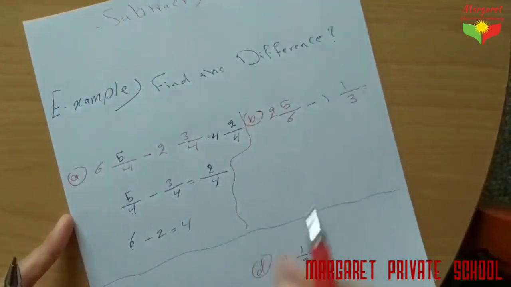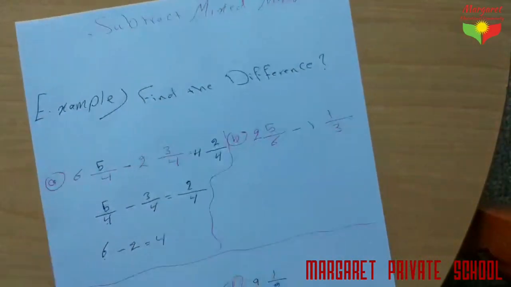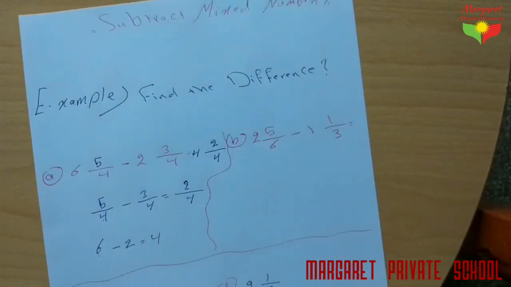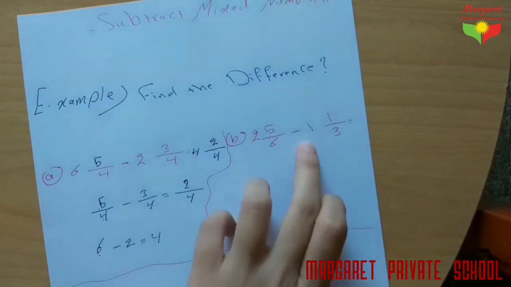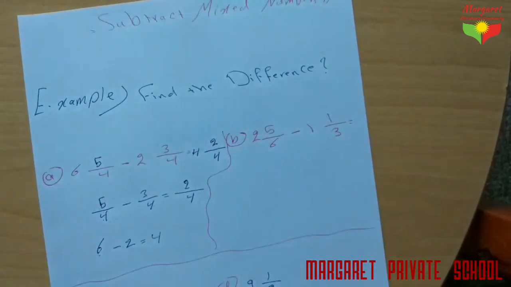From part B, we have 2 and 5 out of 6, subtracted by 1 and 1 out of 3. Okay?